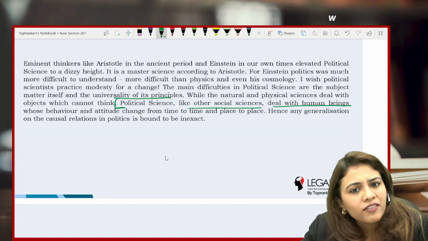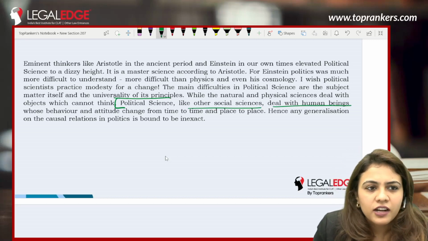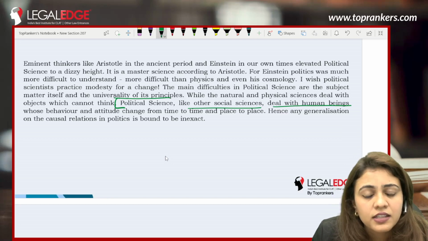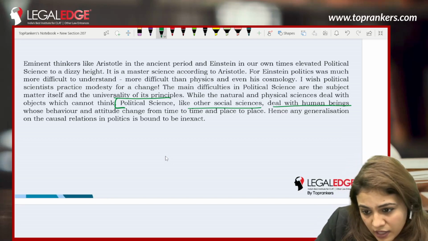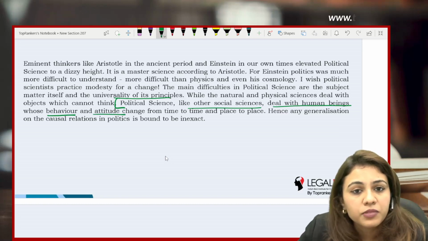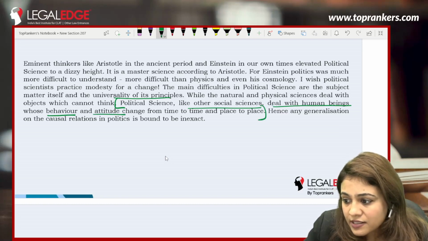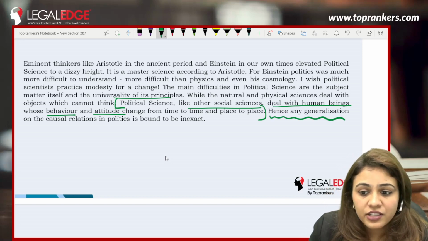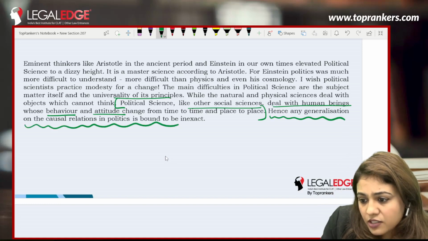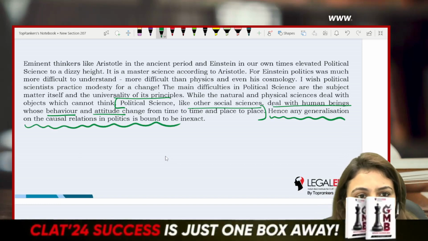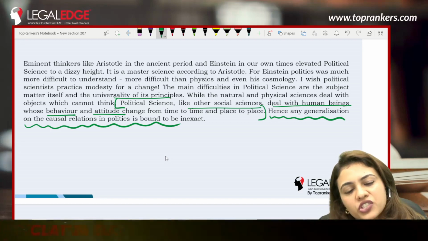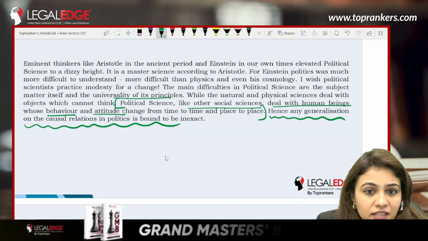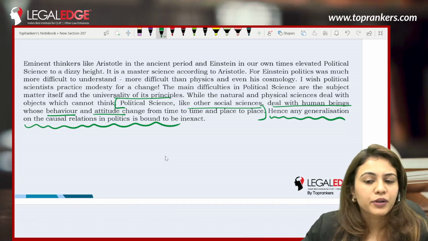So हम यहाँ पे देख सकते हैं कि political science, like other social sciences, deal with human beings whose behavior and attitude change from time to time. अगर हम देखें कि in the 80s people had very different opinions from what it was in 90s, that's definitely true because human beings change their behavior as well as their attitude from time to time and from place to place. And hence, अगर हम political science के basis पे कोई भी generalization बनाए, so it's going to be bound to be inexact because after a certain period of time, it's going to undergo a change, it's going to undergo a transformation. So nothing that is predicted can be exact when it comes to political science. And that's the summary of the passage.